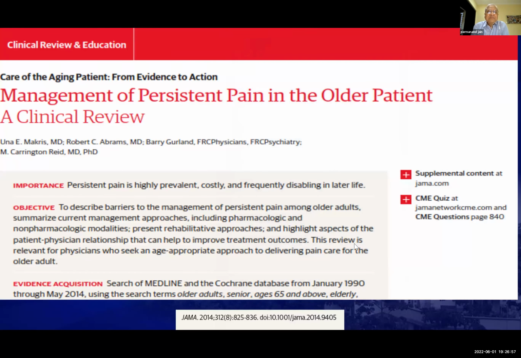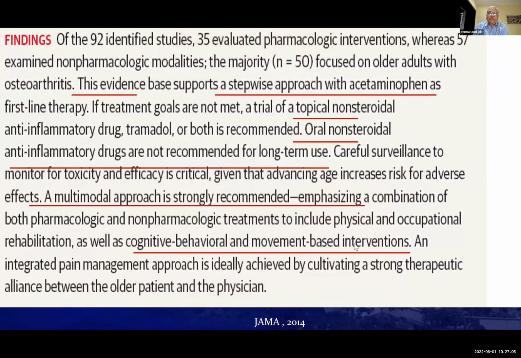This is a paper from 2014, a systematic review, on how to manage persistent pain in the older population, and these are the drugs. Of course, oral paracetamol is best, and it can be given in the same dose as in young adults. Up to 4 grams can be used safely, so there is no dose reduction for paracetamol. Oral NSAIDs should not be recommended for long-term use, and a multimodal approach should be strongly recommended. Opioids should be started at a very low dose, and you go slow.